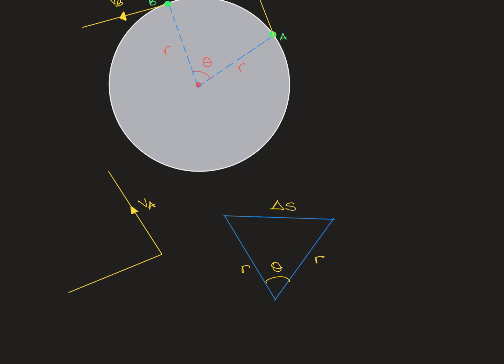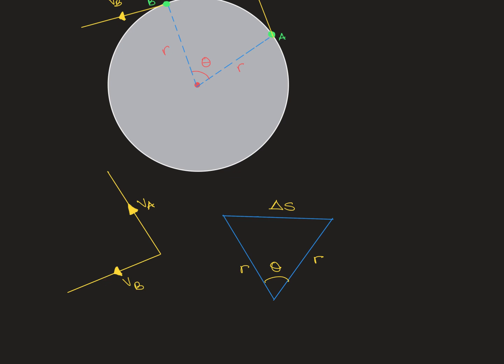This will be the direction of VB. So what we can do next is connect these two lines. That will be the resultant vector, and we can call that delta V, or change in V.